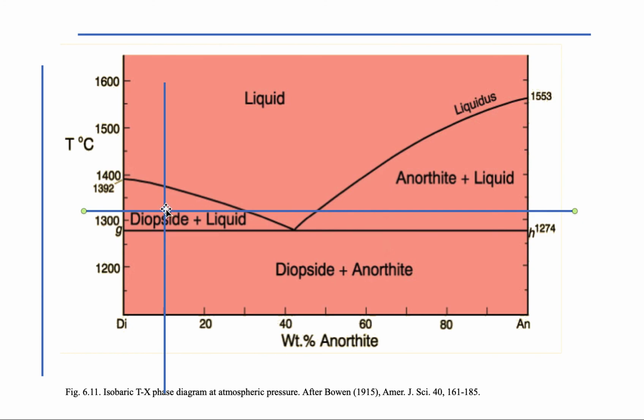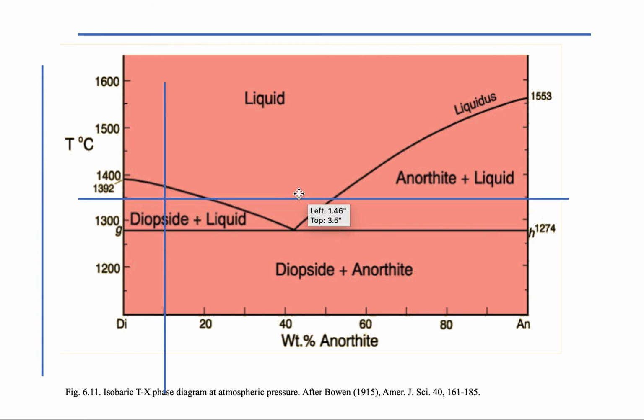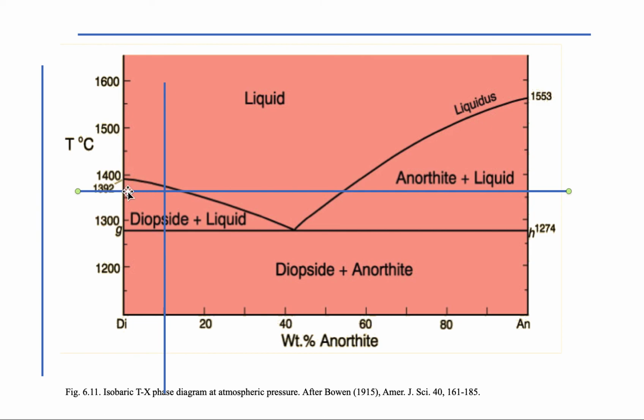And now you can take a look at the levers. This side of the lever gives the amount of diopside. This one gives us the amount of liquid. And as we move upwards in temperature, this liquid side remains fixed, but you could see that the crystalline side is beginning to disappear. And we're at 100% liquid here at a temperature that is about 1375 degrees.